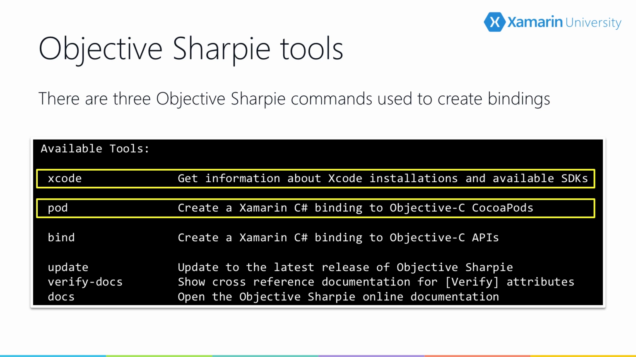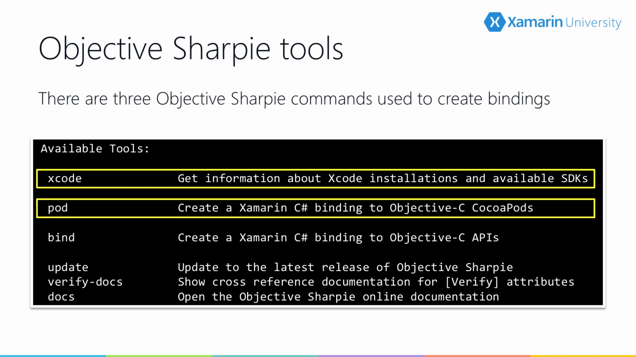The second option is the pod or CocoaPods option. This option searches for, configures, installs and binds Objective-C CocoaPod libraries available from the master spec repository. This tool evaluates the installed CocoaPod to automatically work out the correct input to pass to the bind tool, which we'll talk about a little bit later. And the binding CocoaPods process does have a dependency though. You have to have Ruby installed, which you should be aware of.